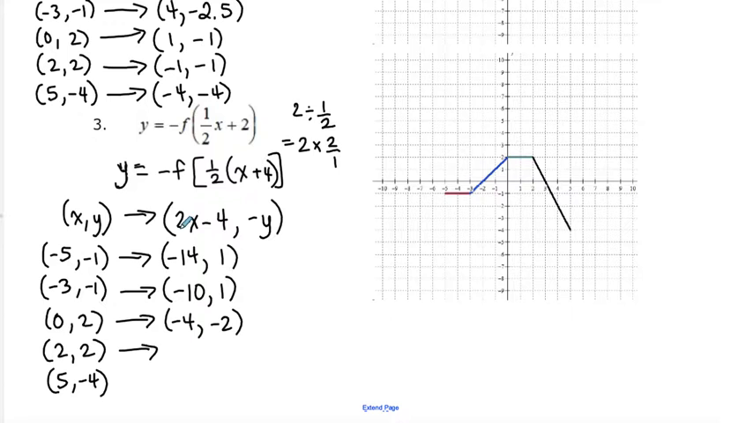2 times 2 is 4. 4 take away 4 is 0 and negative 2. And lastly, 5 times 2 is 10. 10 take away 4 is 6 and positive 4. So you'll notice that I'm not going to be able to plot my first point because my Cartesian grid isn't big enough. So just plot what you can. So negative 10 and 1, negative 4, negative 2, 0, negative 2, and 6 and positive 4.